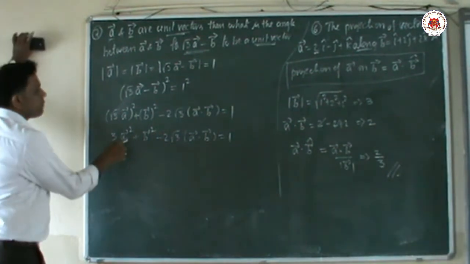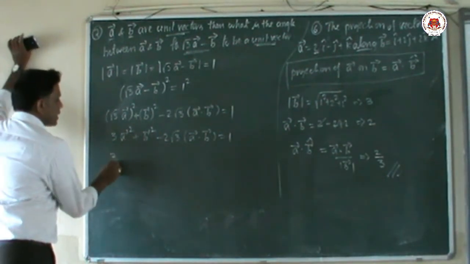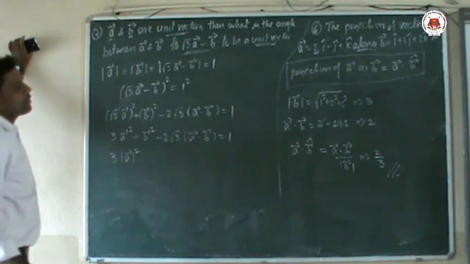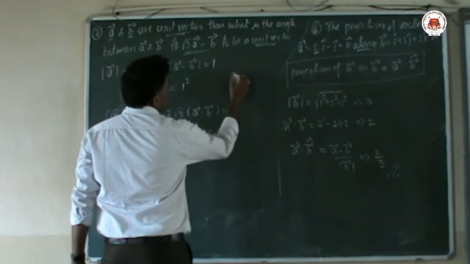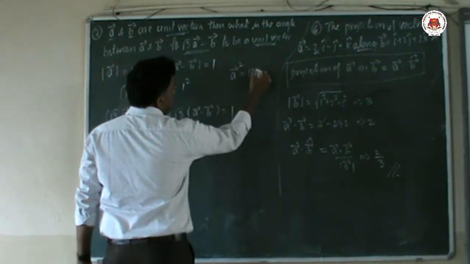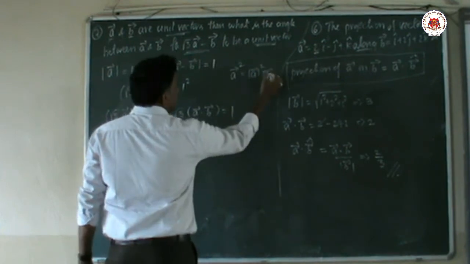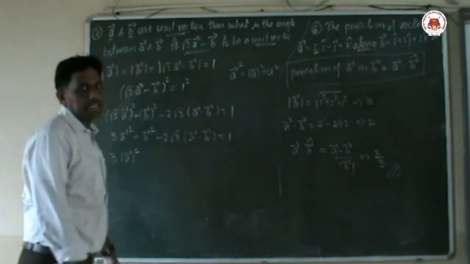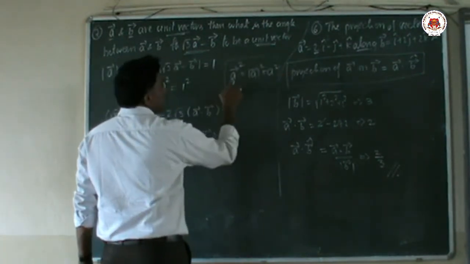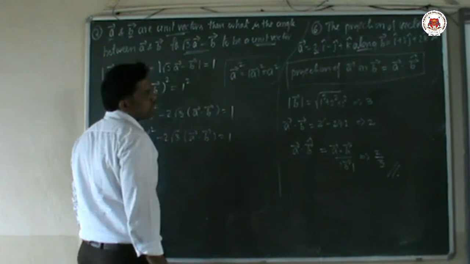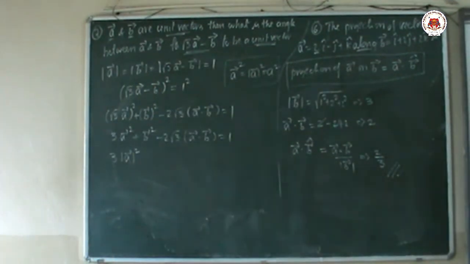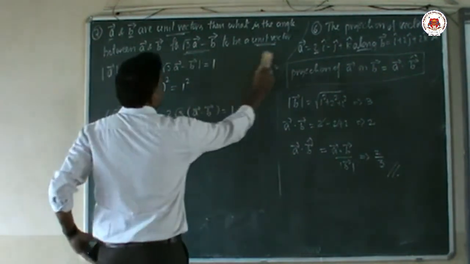But vector A square is nothing but, we can write any vector square as a modulus. Students, this is a very important point. Any vector square is nothing but the modulus of the vector squared, or without the vector sign we can also write it as A square. This is a very important point, you should not get any confusion here. Any vector square is nothing but the modulus of that vector squared. So keep it in mind.